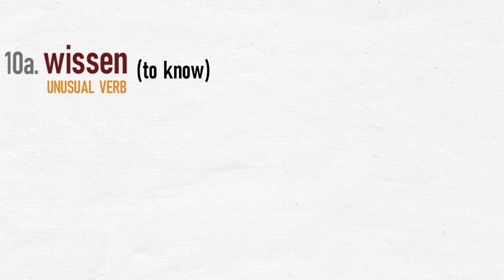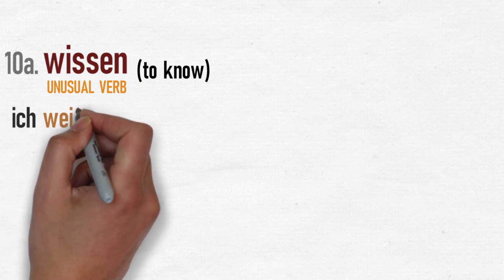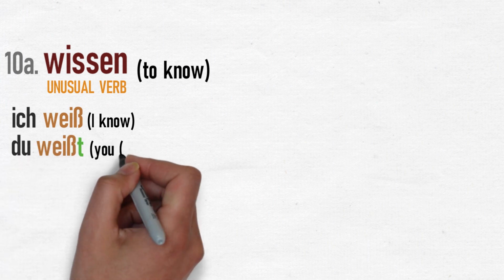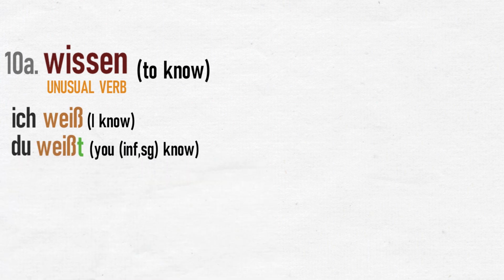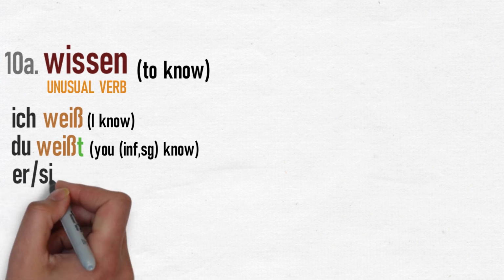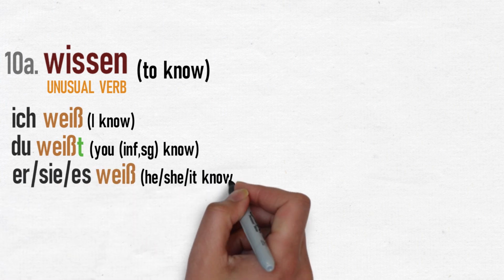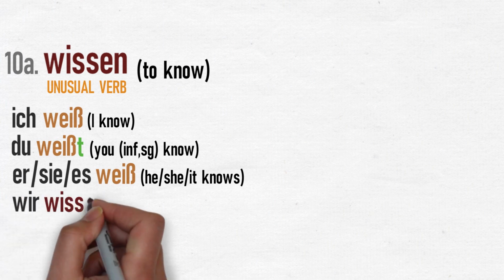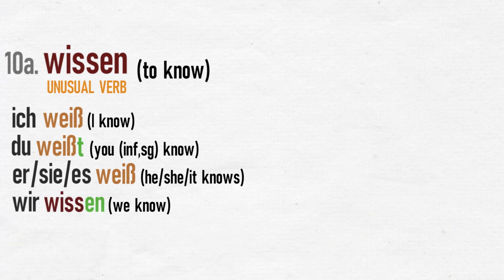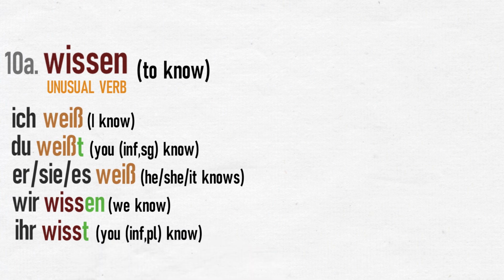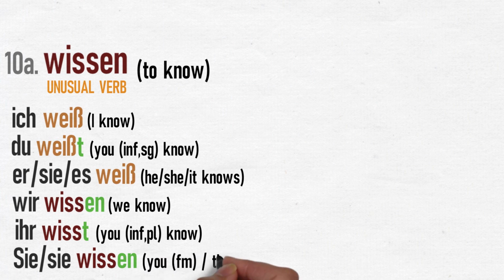This conjugates as follows. Ich weiß, I know. Du weißt, you know in an informal singular sense. Sie und es weiß, he, she or it knows. Wir wissen, we know. Ihr wisst, you know in an informal plural sense. And sie wissen, you formal or they know.